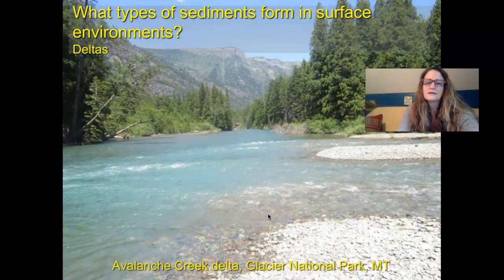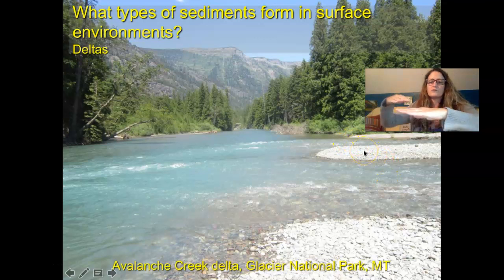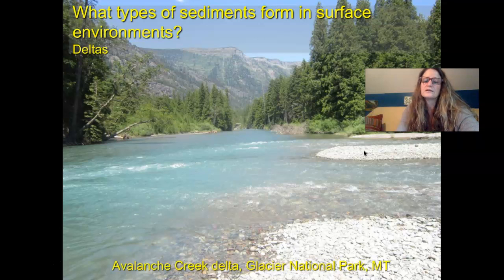Here is a delta that is forming where one creek is coming into another at Glacier National Park. So these are sediments that are forming as one body of water enters another. That river, the Avalanche Creek, enters into the main river at Glacier National Park.